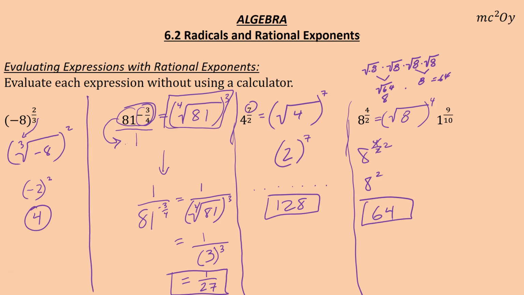And the last one here, this is saying the 10th root of 1 to the 9th. Well, what number multiplies by itself 10 times to make 1? That is 1. And then when I multiply 1 by itself 9 times, what do I get? I get 1.